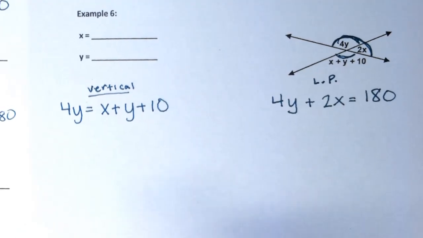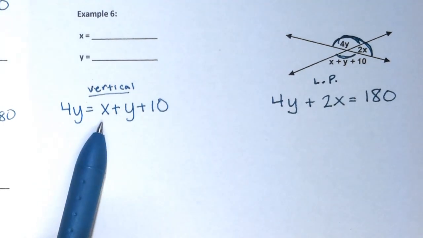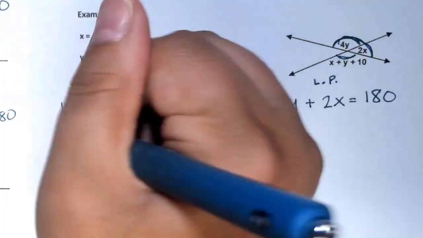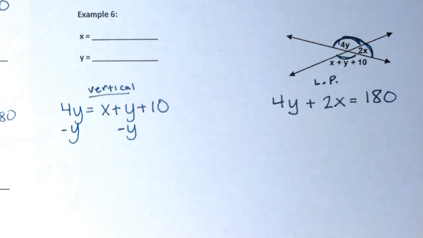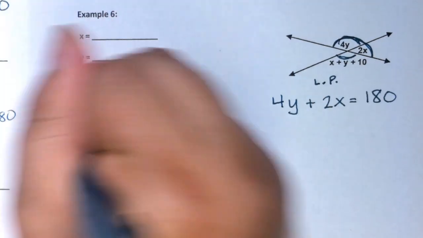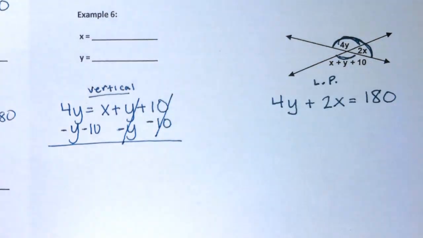Look up. I can get x by itself right here. How? It's about to get complicated. I'm going to subtract y from both sides, but I'm also going to do what? Move the 10 as well. Get rid of y, get rid of 10.